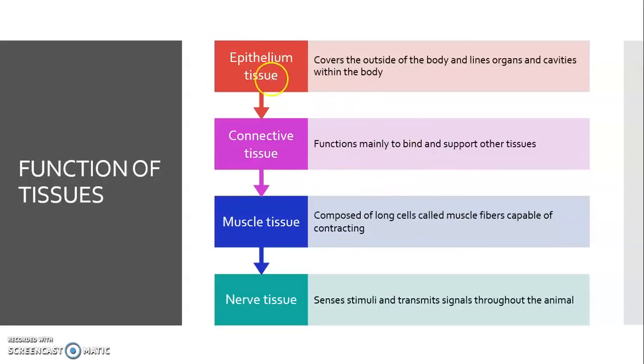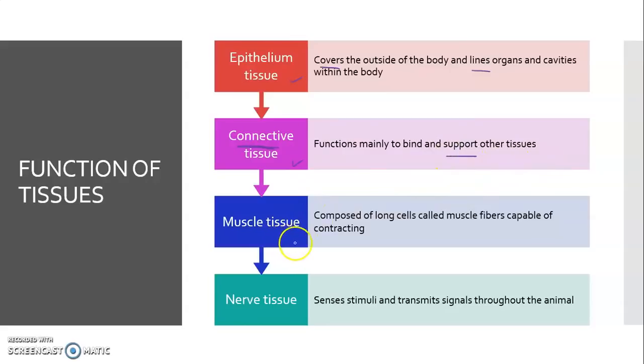Okay, first look at the epithelium tissue. The epithelium tissue is used to cover the outside of the body, like in our skin, and it lines the organs and also the cavities within the body. And then the connective tissue is mainly used to bind and support. Because it just connects. The word connective here, of course, means it functions as support to other tissues.